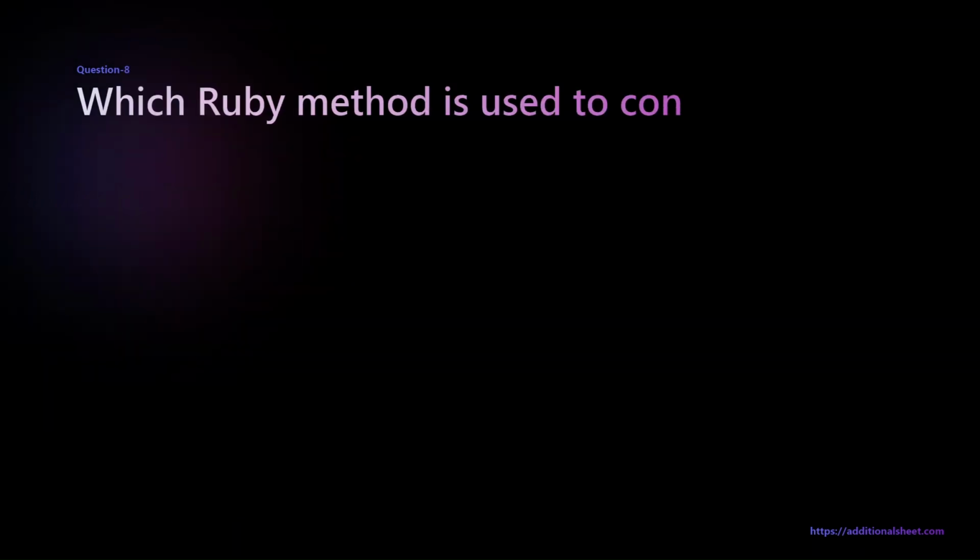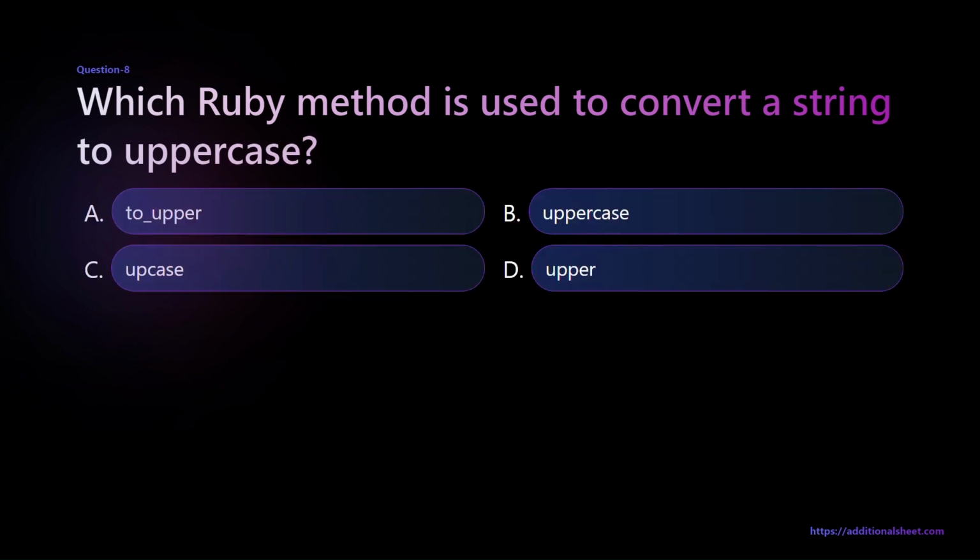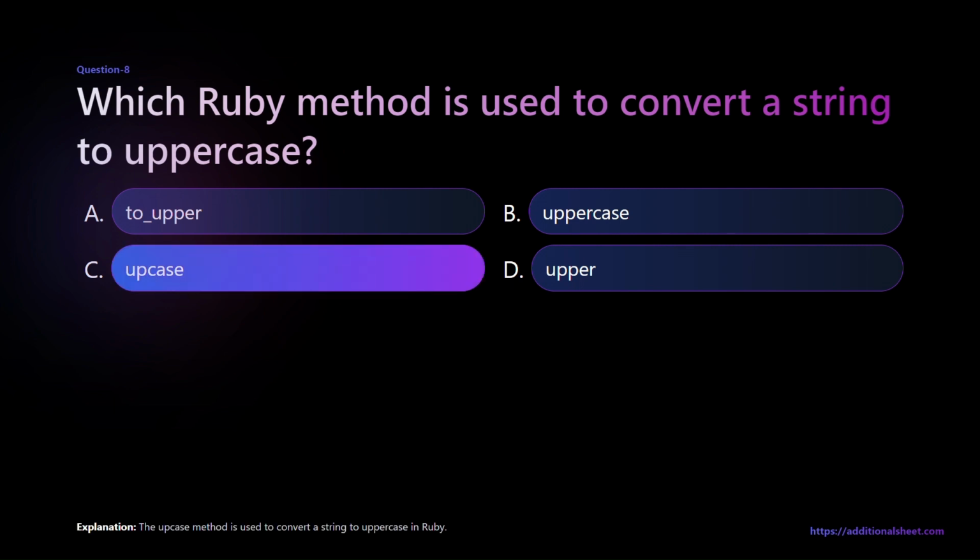Which Ruby method is used to convert a string to uppercase? Option A, to_upper. Option B, uppercase. Option C, upcase. Option D, upper. The correct answer is option C, upcase.